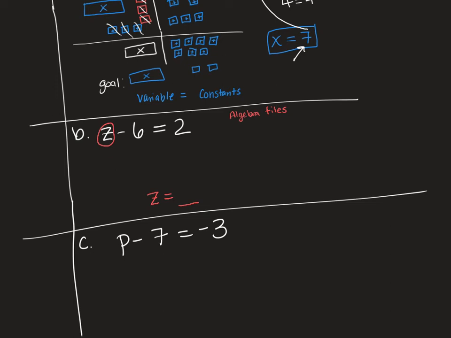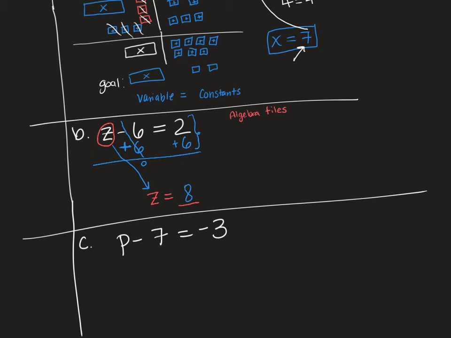So I noticed that this minus 6 is in the way. I can just think of what the opposite of minus 6 is. The opposite of minus 6, or negative 6, is plus 6. And what I do on one side, I do to the other. So what I end up getting is negative 6 plus 6. Well, that cancels out. That's 0. Well, I can just bring the z down. I don't need to write 0. And now I just add 2 plus 6, and that's 8.